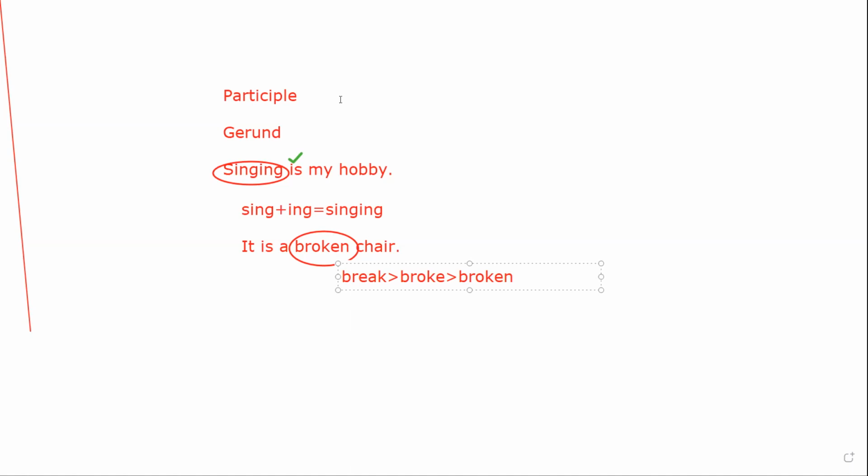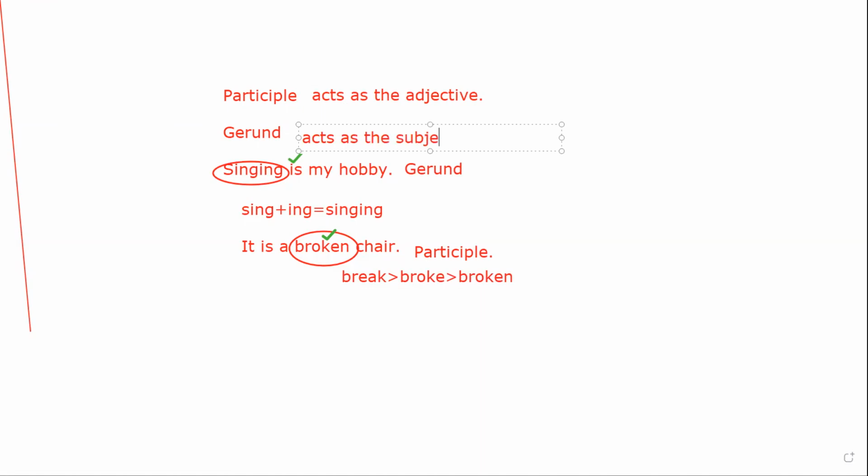So, broken is the participle. So, here you can see singing is gerund and this is participle. So, gerund acts as the noun, as the subject of the sentence. And participle can be used as the adjective of a sentence. So the difference between participle and gerund is participle acts as the adjective. So what is adjective? Adjective tells us about the quality. And gerund acts as the subject.